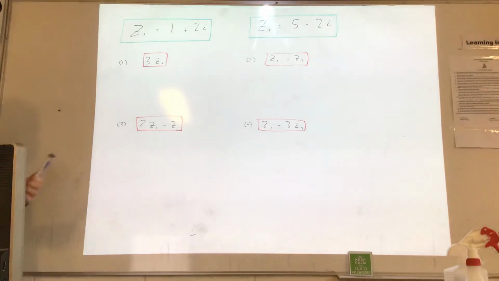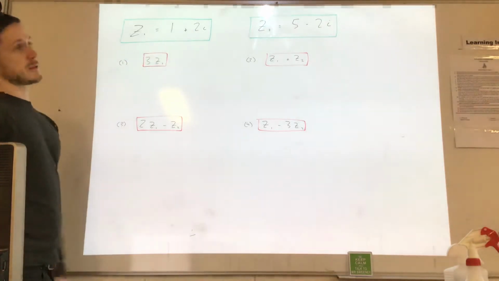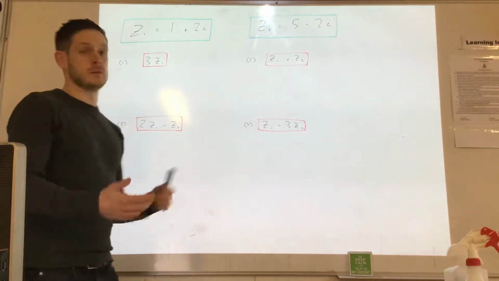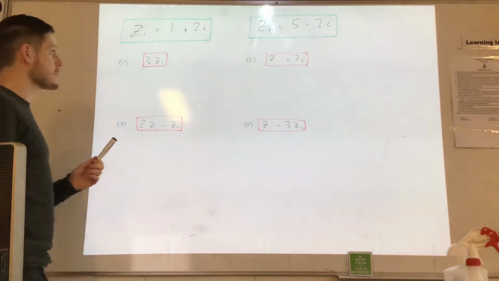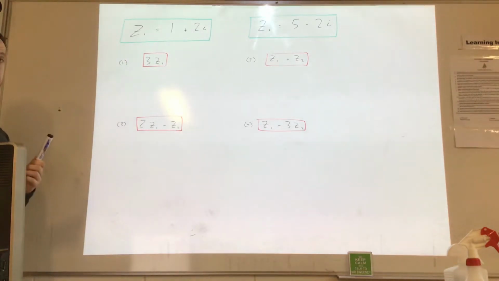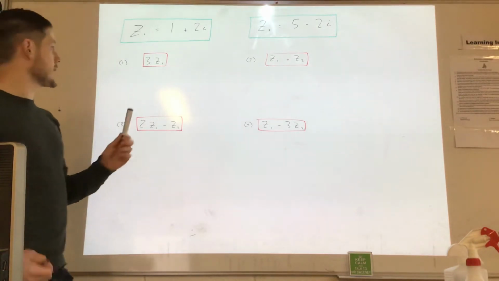What we're going to be asked to do is manipulate these somehow. So we're going to be asked to either add them, subtract them, multiply or divide them. Today we're going to look at a bit of multiplying. This is the slightly easier version of multiplying. There is a harder version that we'll do in the next couple of days.